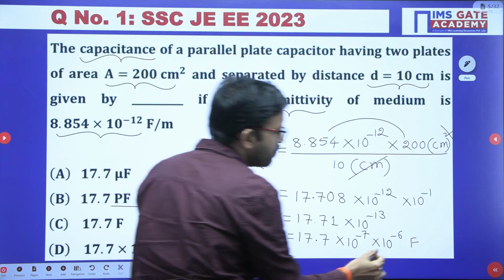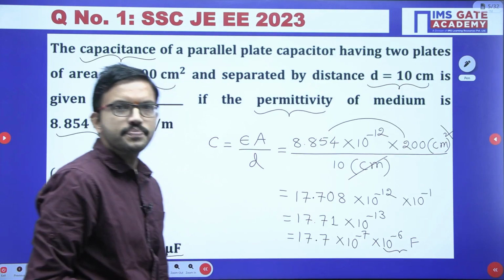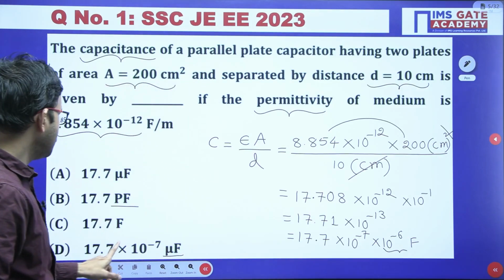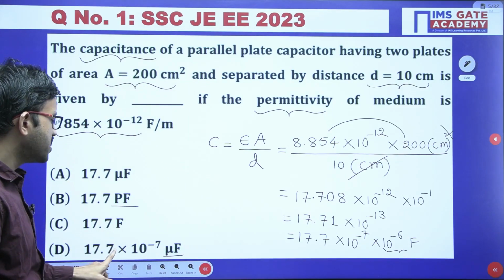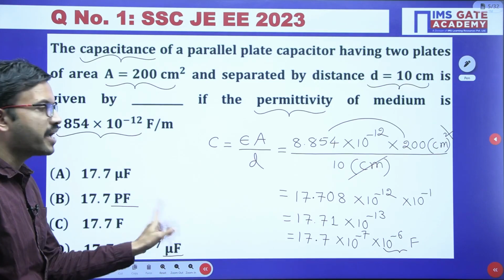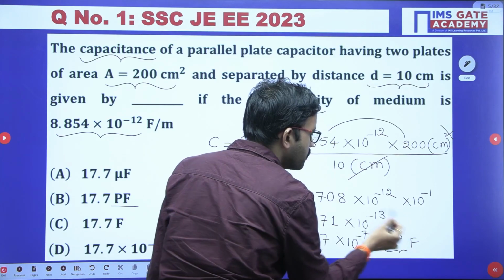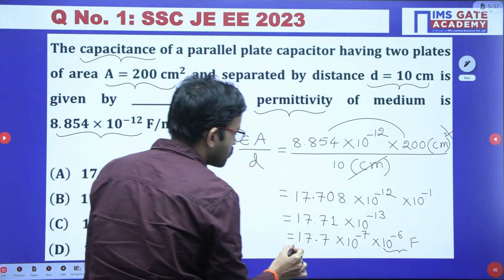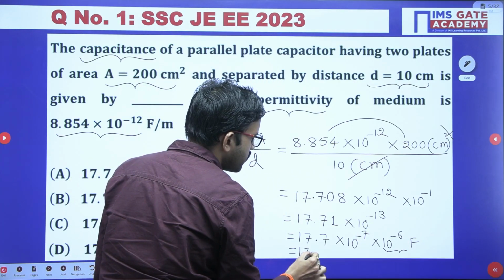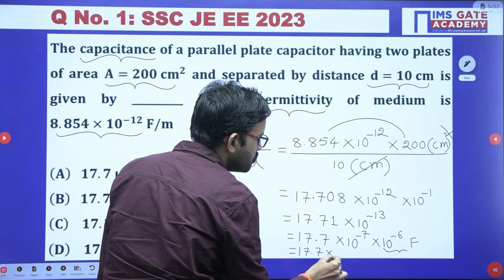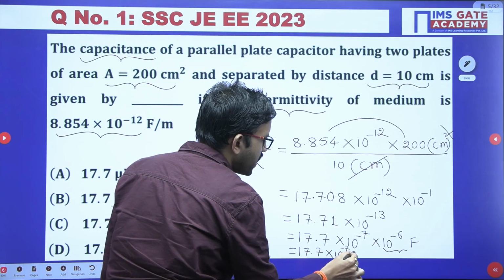So 10 power minus 6 is nothing but micro. So that means here it is satisfying. You can observe 17.7 into 10 power minus 7 microfarad. Yes, very good. So that is satisfying. 10 power minus 6 is nothing but micro. So from here you are getting 17.7 into 10 power minus 7 microfarad.